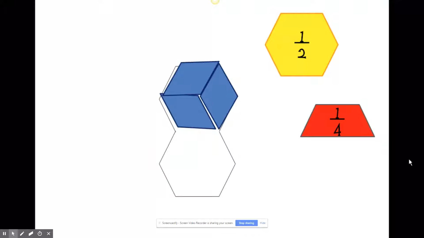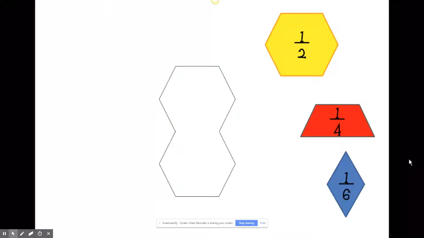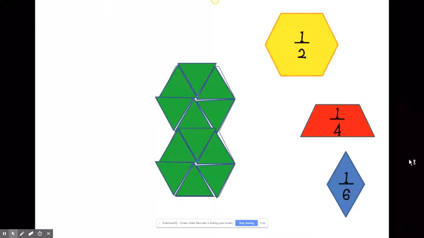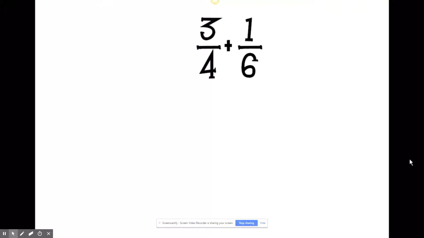It takes 6 of these blue diamonds to cover the shape, so each one of the blue ones is 1/6. And finally, we can cover that shape with 12 of these green ones, so each green triangle is 1/12. So we can think of each of these pattern blocks as a different animal in a sense. So here we have the fraction again, the 3/4 plus 1/6. Let's take a look at it with the pattern blocks.